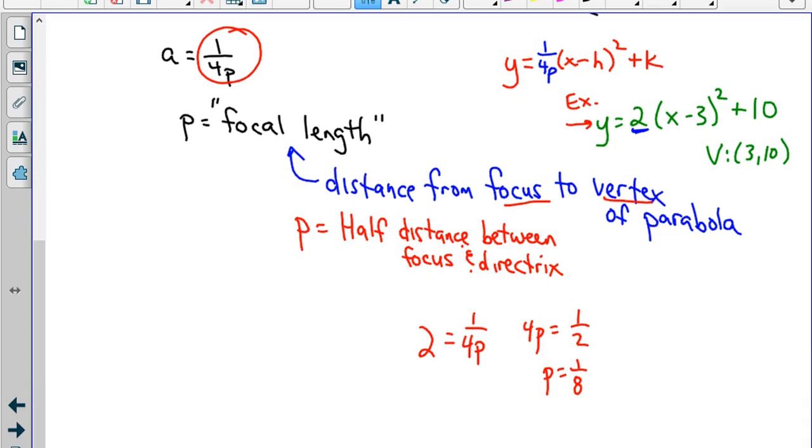That also tells me that the distance from the vertex to the directrix is 1/8. And whether it's positive or negative tells me where the focus and where the directrix are. Since this number was positive, and this is a parabola that's opening up, the focus is always on the inside of the parabola, and the directrix would be down here in this case. Each of those distances is 1/8.